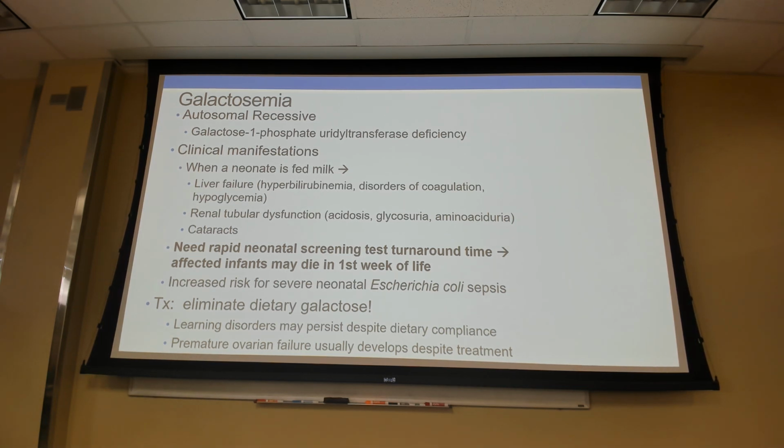This is again one that you will see very, very quickly. So newborn screen has this on there, and this is one of those just board testable things. If you see a baby that comes in within that first week of life with E. coli sepsis, particularly from the urine, you should think galactosemia for your board exam. So that's just how they test it.